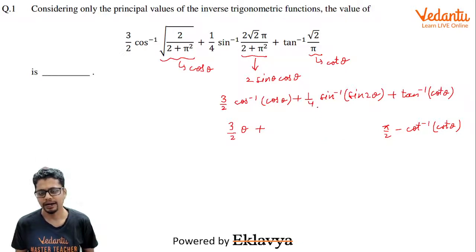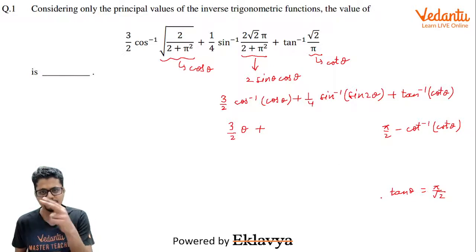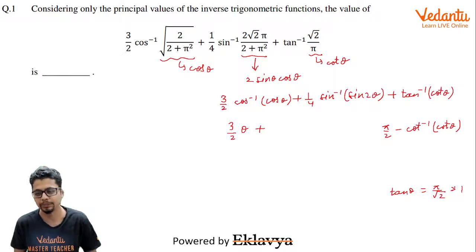And what about this 1 by 4 sine inverse sine 2 theta? If you see again carefully, you may say tan theta is pi by root 2. I mean, cot theta is root 2 by pi, tan theta is pi by root 2. Now you may wonder, why are we considering tan theta? You can consider cot theta also or cos theta also, but tan theta is very easy to visualize in terms of angles. So tan theta is pi by root 2. It is clearly greater than 1. Pi is 3.14 something, root 2 is 1.4 something. So here pi by root 2 is greater than 1.